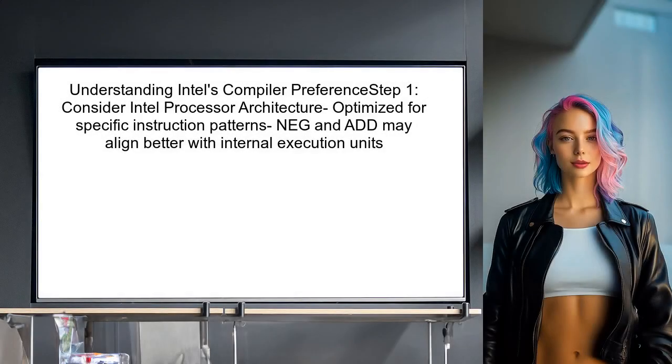To understand why Intel's compiler prefers the neg and add instructions over a single sub instruction, the user should first consider the architecture of Intel processors. The architecture is designed to optimize certain instruction patterns.